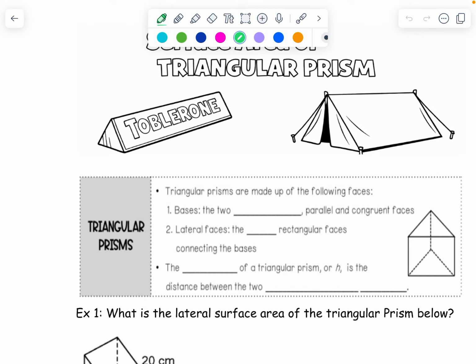So today we're going to talk about finding the surface area of a triangular prism. Triangular prisms are made up of the following faces. So the bases are two triangles, parallel and congruent faces. Lateral faces are three rectangles. And the height of the triangular prism, or the H, is the distance between the two triangular bases.